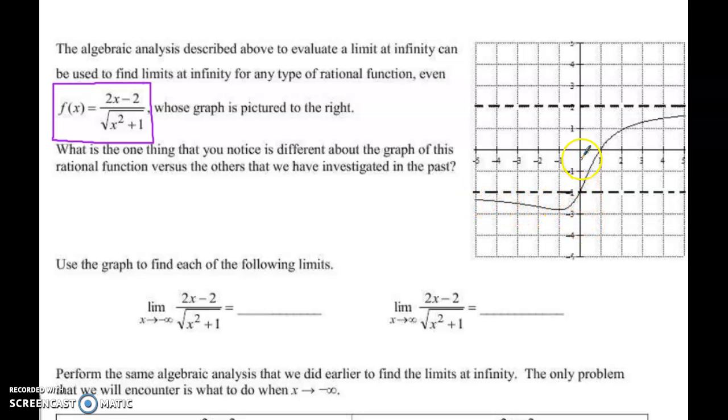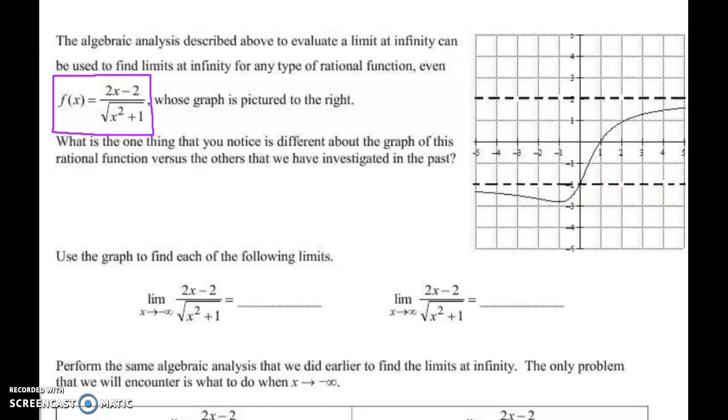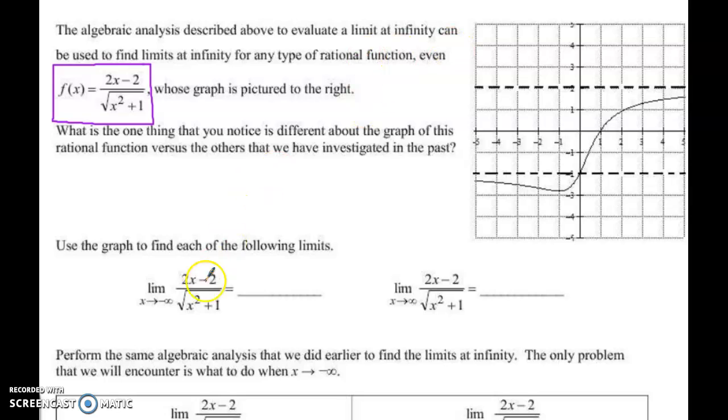If you don't believe me, I'm going to show you the work for the horizontal asymptote. If you were to plug in 0 for all of these x's, you'd have negative 2 divided by 1. So it does cross the horizontal asymptote. That is perfectly fine. But if we look at this, you can definitely tell that the left end behavior goes to negative 2, and the right end behavior should be going to positive 2.